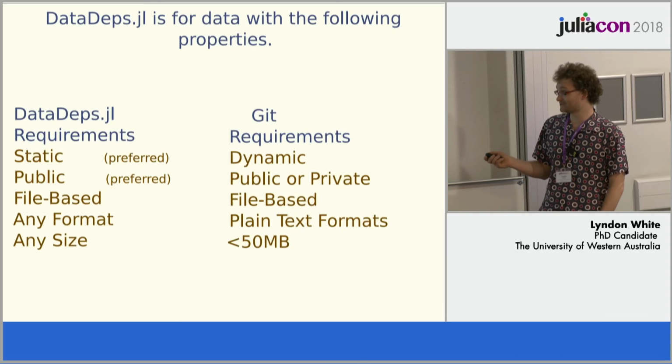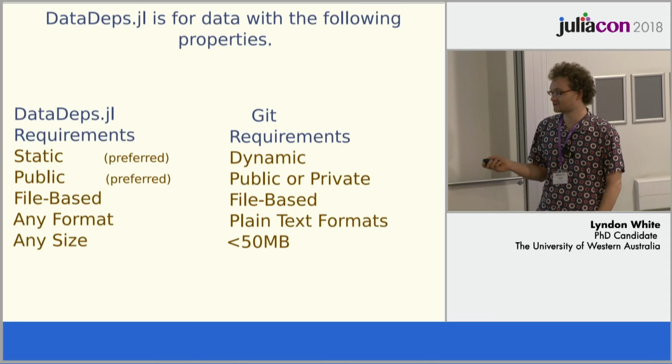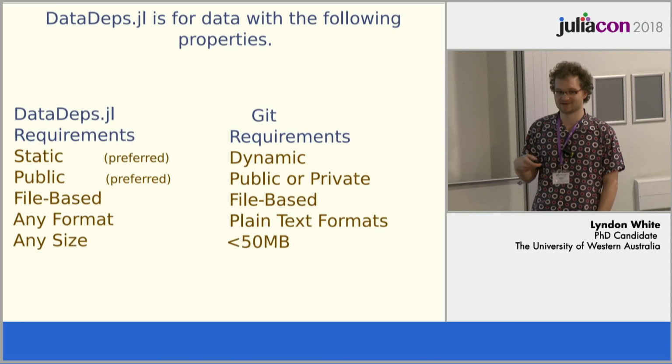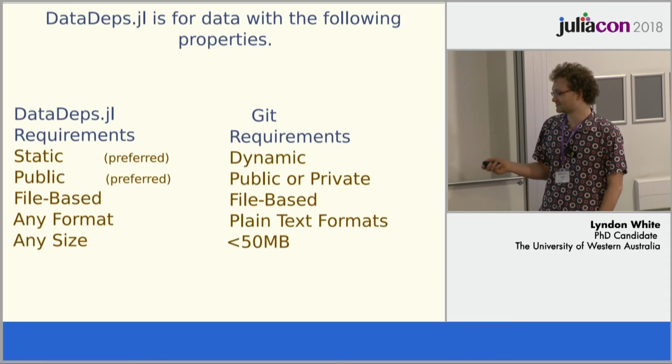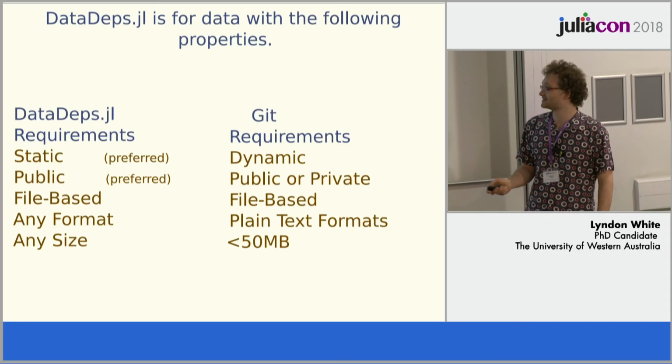Git does know a bit about auth, so you can use public or private fairly easily. It's also file-based, but Git wants all your files to be plain text. It's not very happy with these binary blobs. And it also wants your files to be smaller than 50, maybe 100 megabytes. It won't accept the larger files.